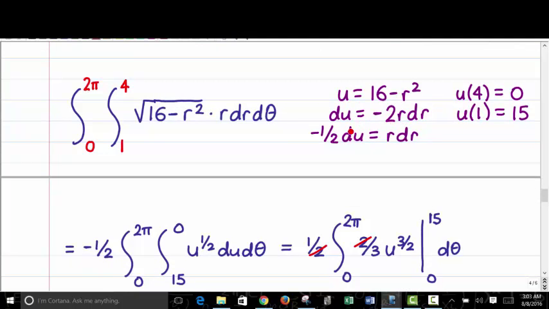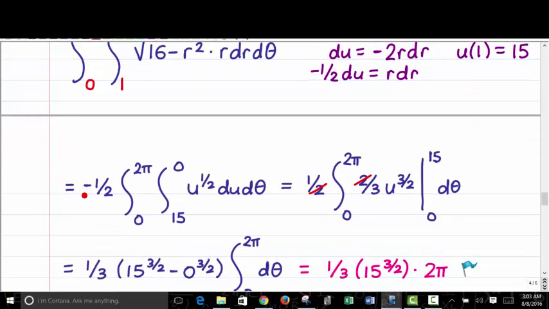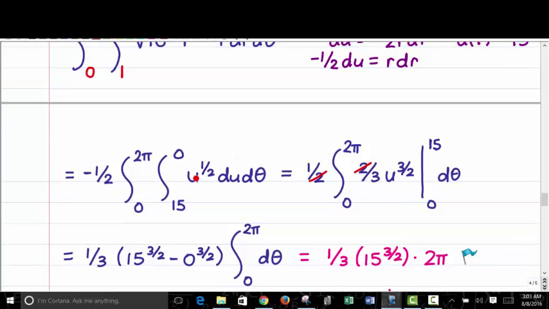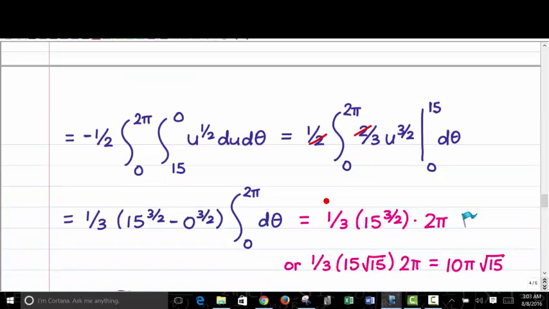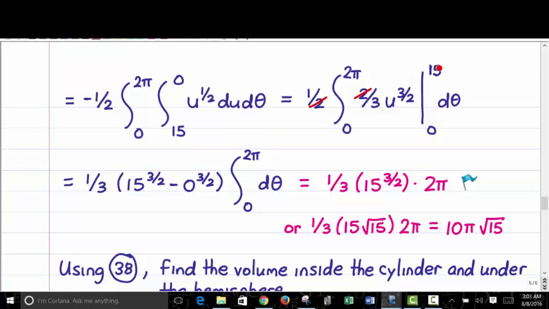So easy, u, there's du, so you have to adjust for it with a negative 1/2. A u of 4 here, 16 minus 16, would be 0. A u of 1 would be 15. So I have a negative 1/2, 0 to 2 pi, and then 15 on the bottom and 0 on top, and I reversed it to get rid of that negative. So now I have 15 on top, 0 on bottom. All we have to do is integrate u to the 1/2, an easy power rule. It's 2/3 u to the 3/2, and those 2's will cancel, so it's 1/3 u to the 3/2. So it's 1/3 times 15 to the 3/2 minus 0 to the 3/2, which of course is 0. So you have 1/3 times 15 to the 3/2.